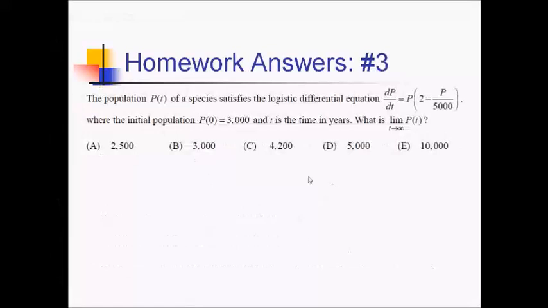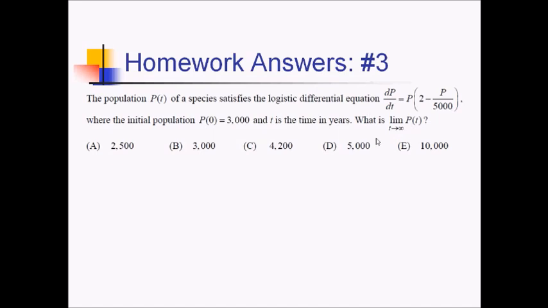For number 3, we're given a population that satisfies this logistic differential equation over here. And the initial population is 3,000 apparently. T is time in years. We want to know the limit as t approaches infinity of P(t). So if you're asking for the limit of the population as we go on to infinity, you're essentially asking for the carrying capacity, since this is a logistic differential equation.